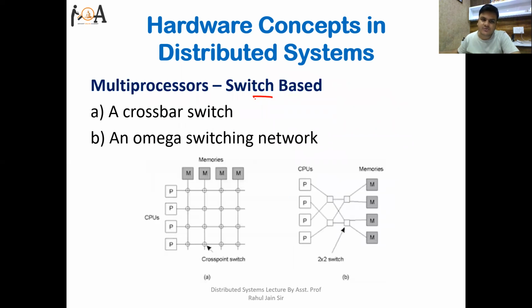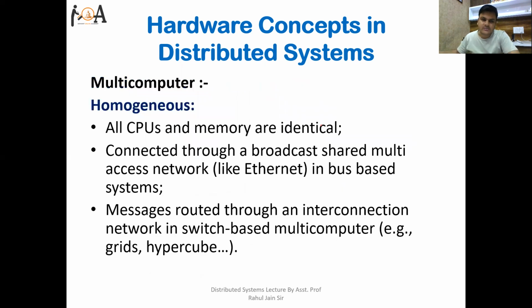And multiprocessor switch based, a crossbar switch, you can see here the processors are here and memories are here, and this crossbar switch, and omega switch is like that, which is nothing but 2 cross 2 switch, two memories are attached here. Further from this switch again next two switches are attached, so it is called as 2 by 2 switch. From this various CPUs are connected with memories. So this is nothing but multiprocessor switch based architecture of the processors.